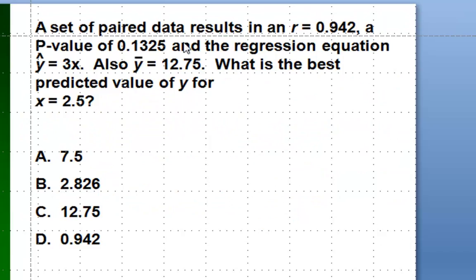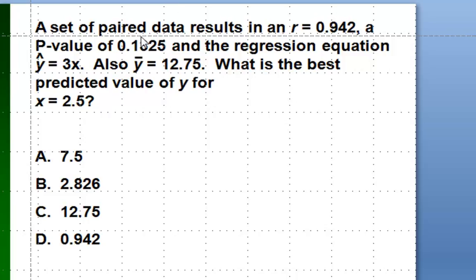Here's an example. If we have a set of paired data that gives us an r value of 0.942 and a p-value of 0.1325, we use StatCrunch to come up with a regression equation, and we get y hat equals 3x. We have y bar, which is the sample mean for the y values, equal to 12.75. The question is, what is the best predicted value of y if x equals 2.5?